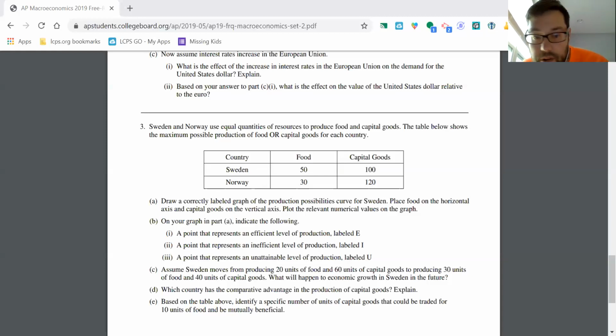Okay, sorry, it's kind of hard to see that over there. So the question, let's go back to the question now. So we calculated our opportunity costs, and they're asking about capital goods. So who has the comparative advantage? All right, not absolute advantage. Absolute advantage is who can produce more, right? So in this case, absolute advantage for capital goods would go to Norway because they can produce more. That's not what we're asking here. We don't need to address that.